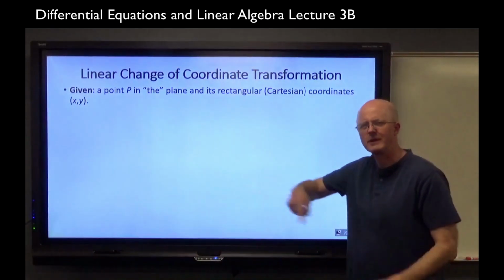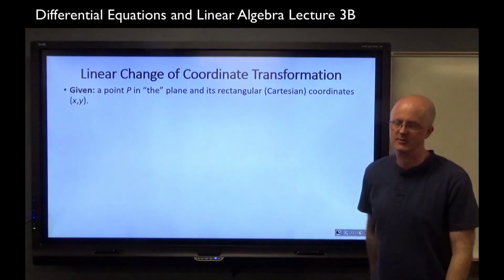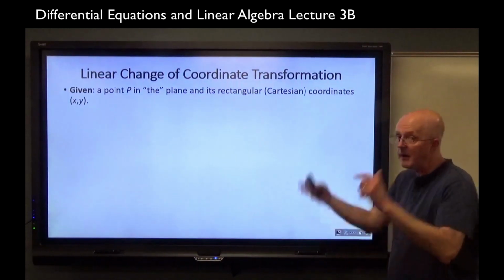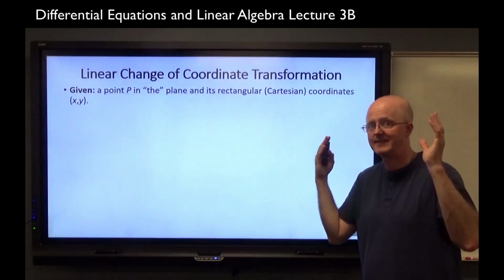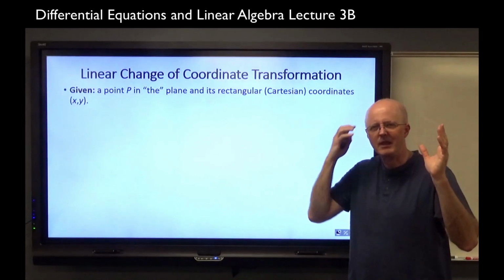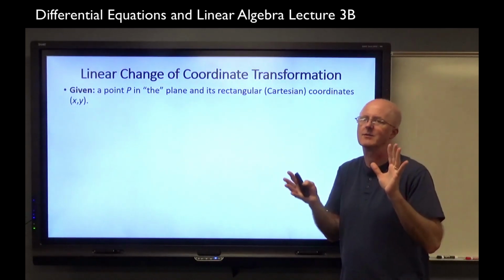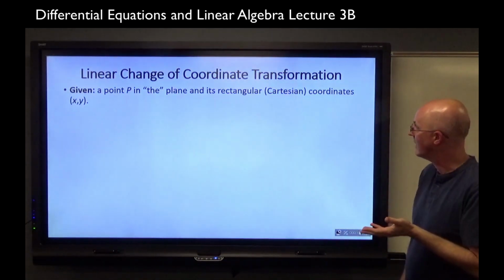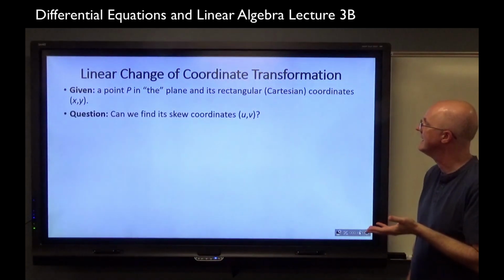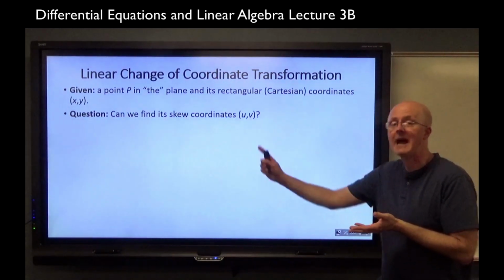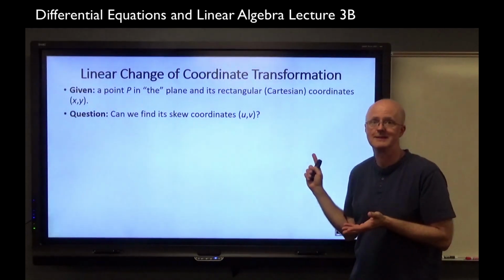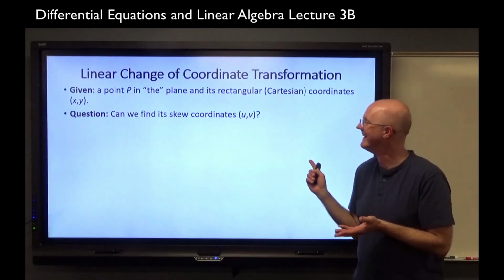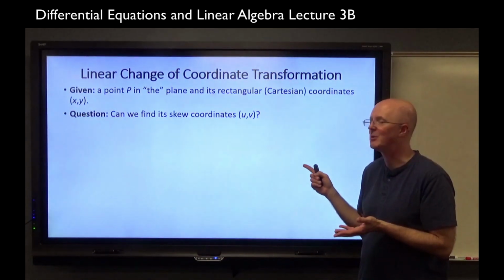We want to transform between the coordinate systems via what's called a linear transformation. All right, given a point P in the plane, sometimes mathematicians say the plane, but you might be saying, aren't there many planes? Well, okay, the plane is just shorthand for the plane we're working with. And it's rectangular Cartesian coordinates, x, y. Question, can we find its skew coordinates? And now I'm talking about the same point in both pictures, the same location, because they're the same plane. Can we find its UV coordinates, its skew coordinates?